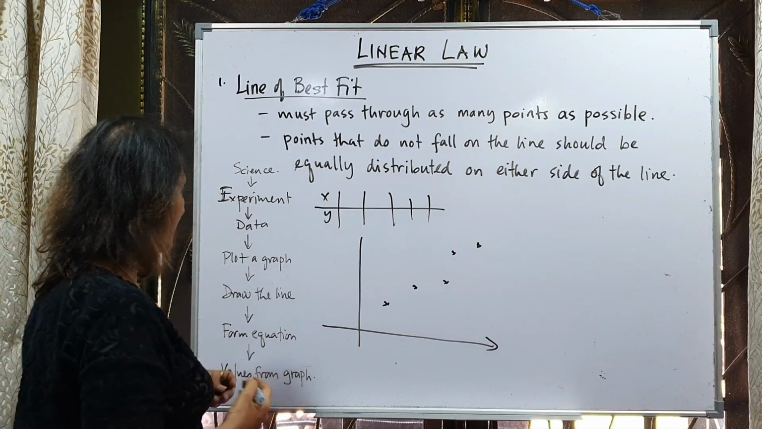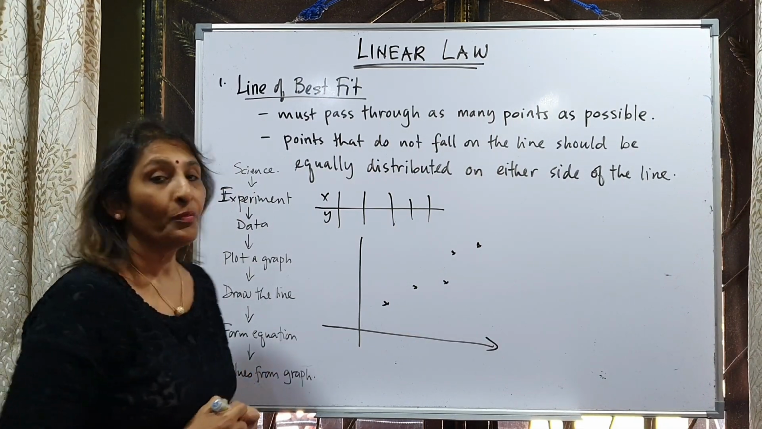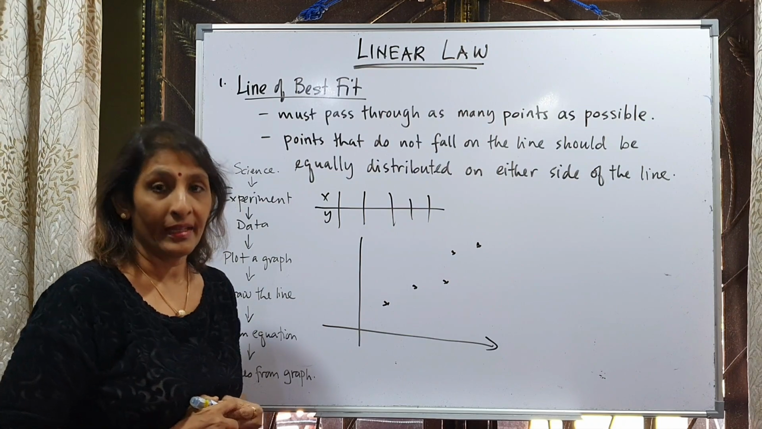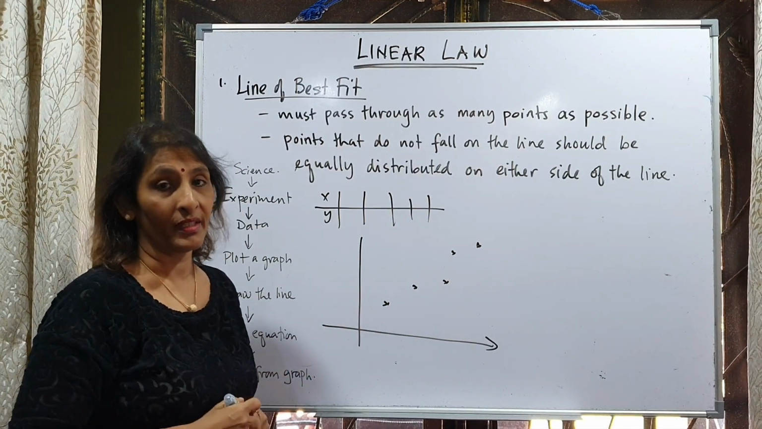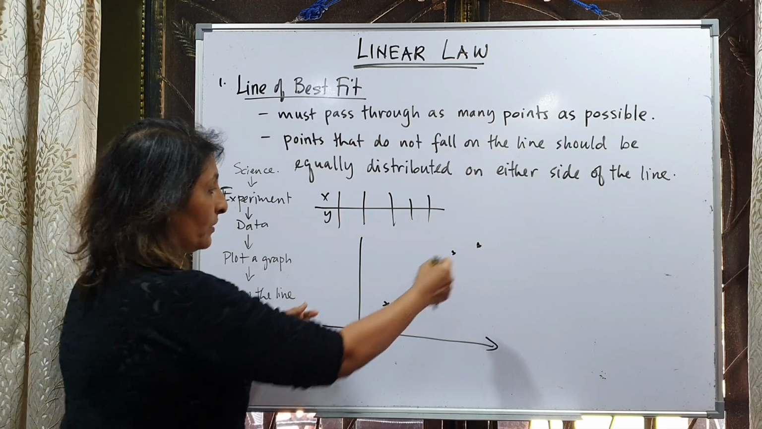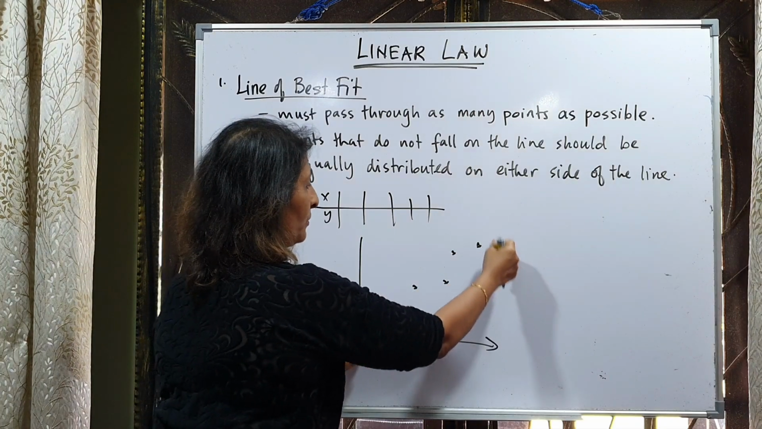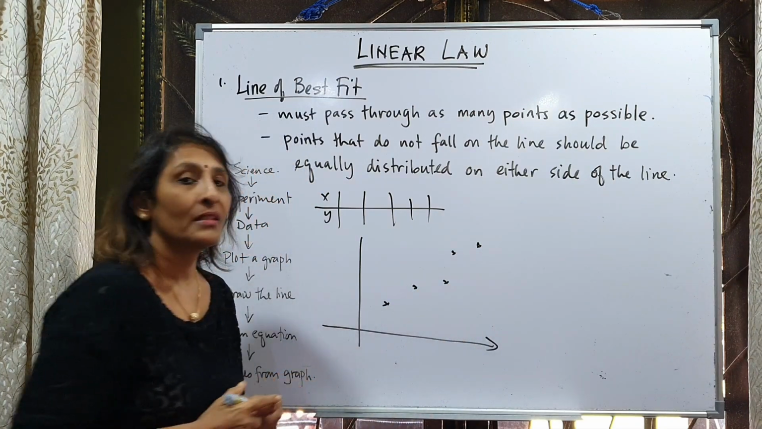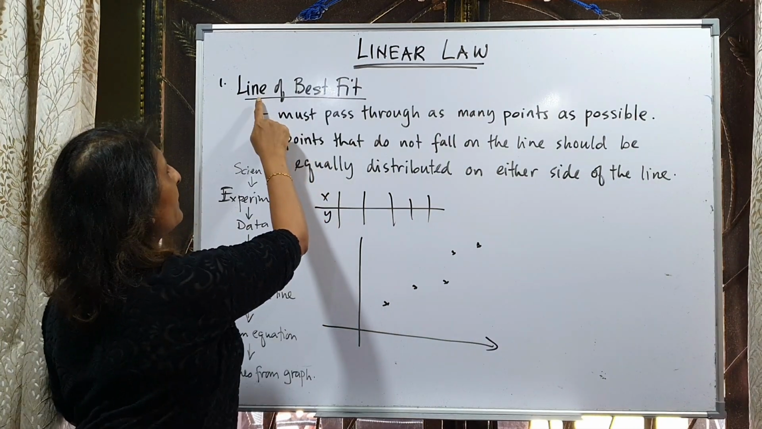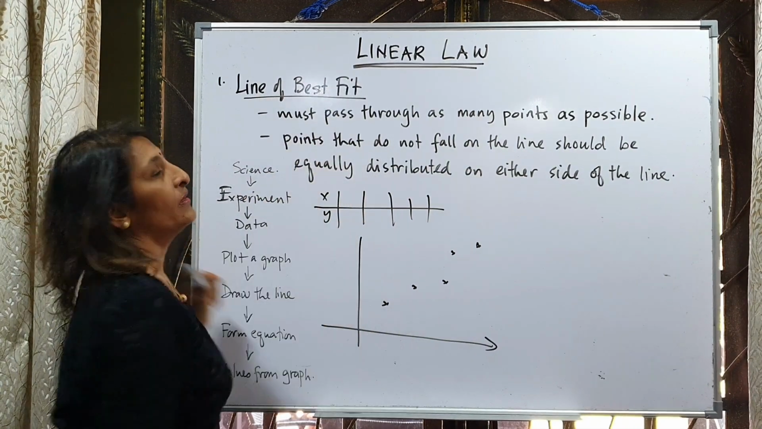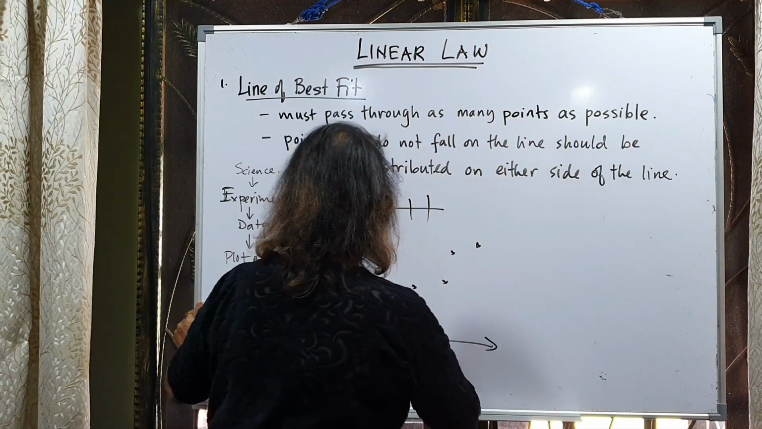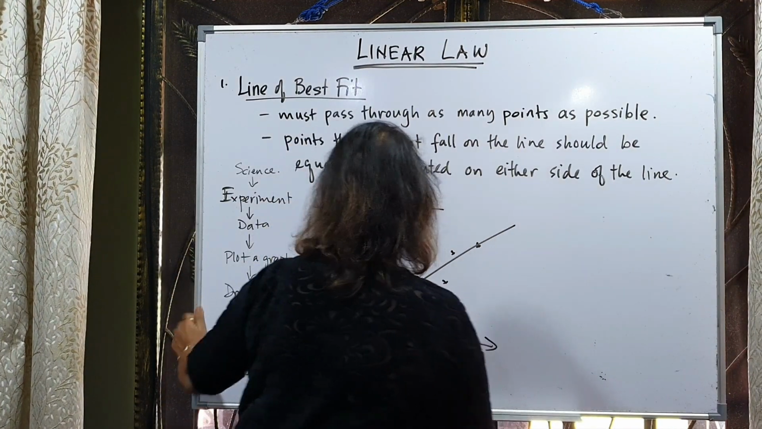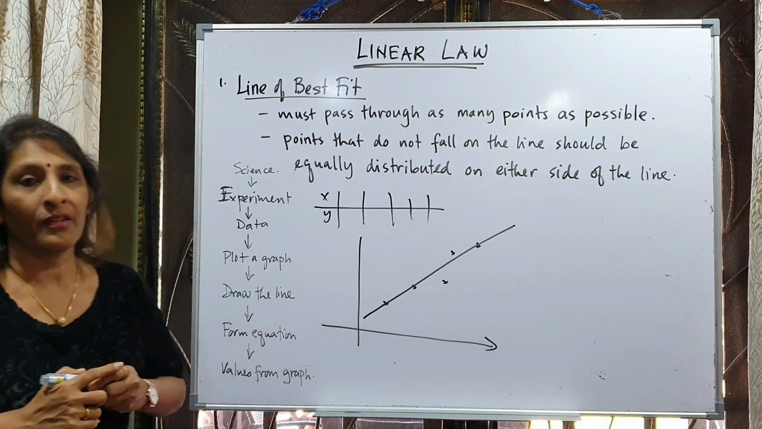Now once you have plotted the points, you put the ruler and draw a line. Now how do you draw a straight line when the points are not all in order in a straight line? What you do is put the ruler there and adjust the ruler such that you get the line of best fit. Now what is the line of best fit? Let's say we got a line here. This is the line of best fit.